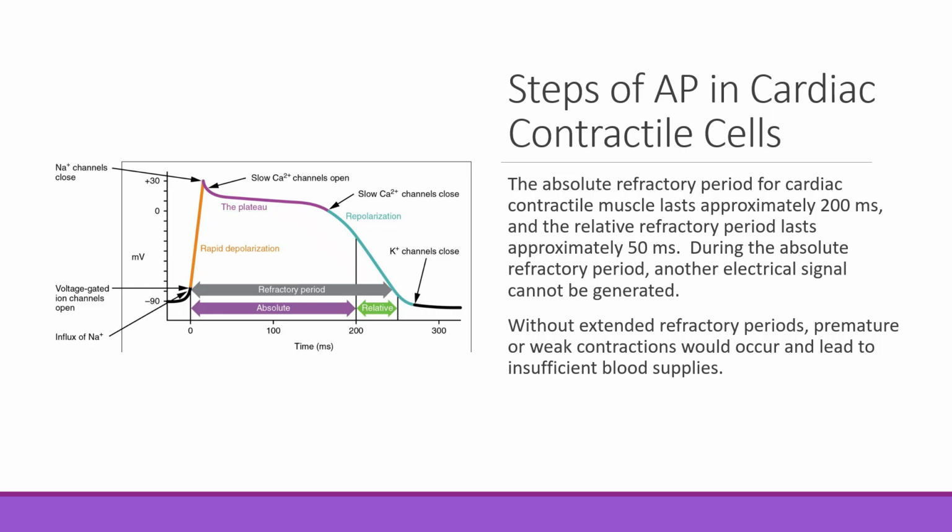The absolute refractory period for cardiac contractile muscle lasts approximately 200 milliseconds, and the relative refractory period lasts approximately 50 milliseconds. That's different than what we saw with skeletal muscle. During the absolute refractory period, another electrical signal cannot be generated. Without extended refractory periods in cardiac muscle, premature or weak contractions would occur and lead to insufficient blood supplies. So we would have blood being ejected out before it had a chance to completely reset itself.